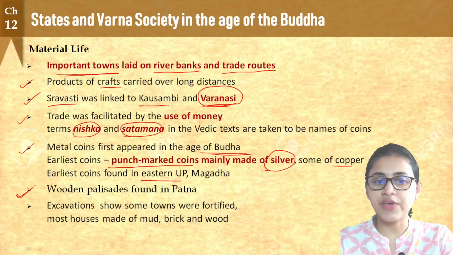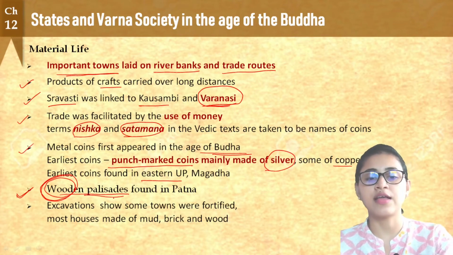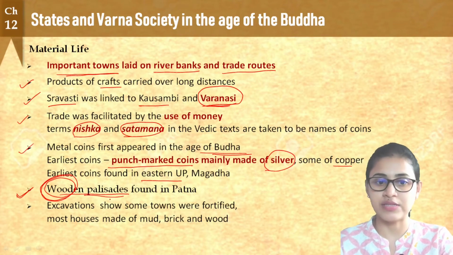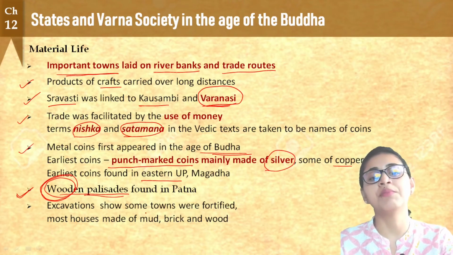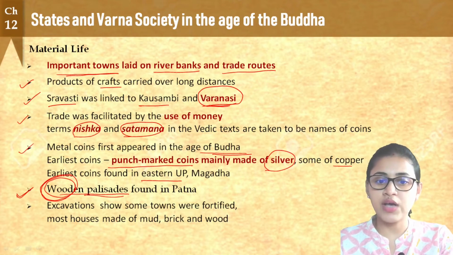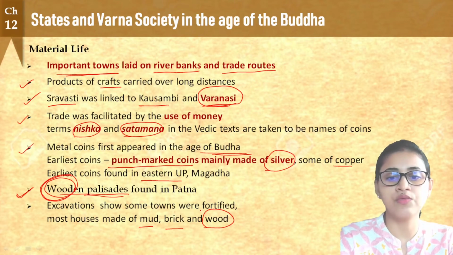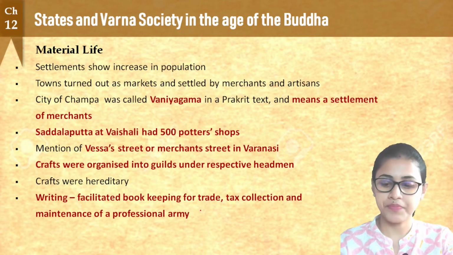During this phase, we also have the use of wood. Wood was used extensively during this phase. We see the use of wooden palisades in Patna. Palisades are a kind of fence, wooden fences. We also see the use of wood as a construction material, and many houses were made of wood. Most of the houses were made of mud, brick and also wood. So we can see the use of wood was prevalent.